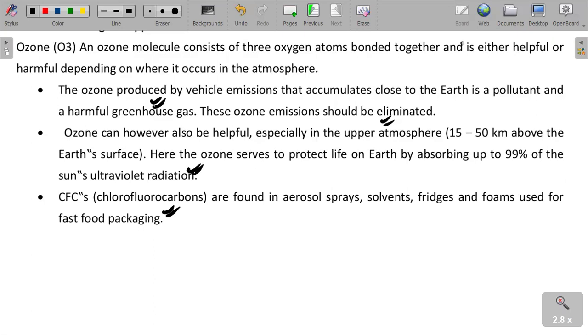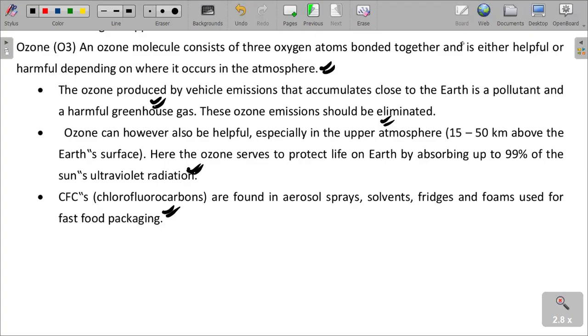An ozone molecule consists of three oxygen atoms bonded together and is either helpful or harmful depending on where it occurs in the atmosphere. The ozone produced by vehicle emissions that accumulates close to the earth is a pollutant and a harmful greenhouse gas. So ozone emission should be minimized or eliminated. Ozone can, however, be helpful, especially in the upper atmosphere above the Earth's surface, where it serves as a protection of life on Earth by absorbing up to 99% of the sun's ultraviolet radiation.